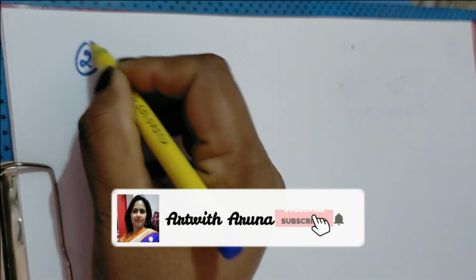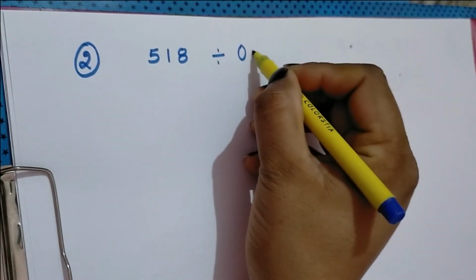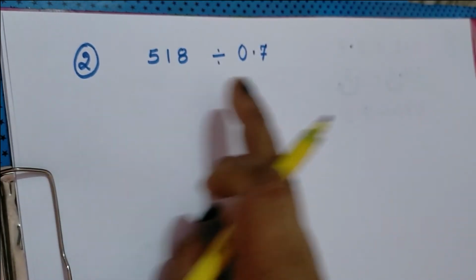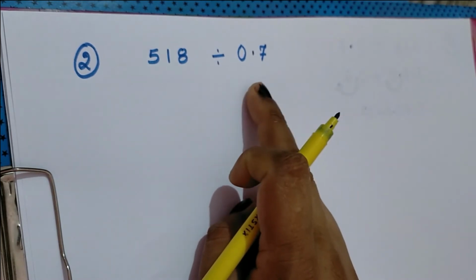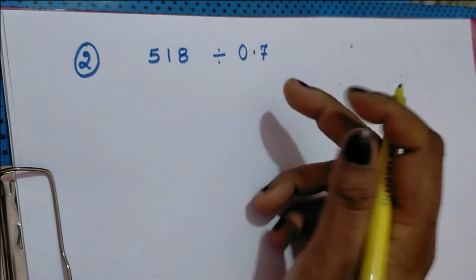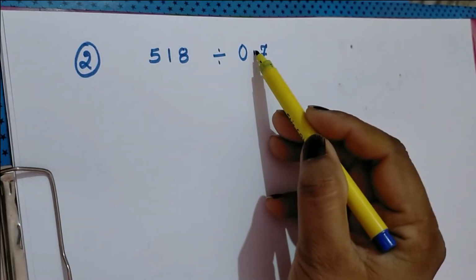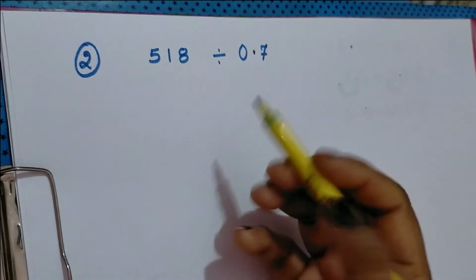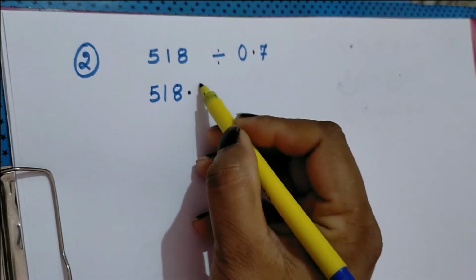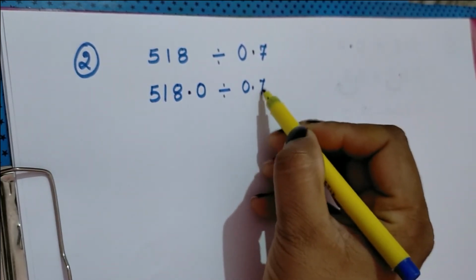Our next question is 518 divided by 0.7. Here 518 is a whole number, 0.7 is a decimal number. So we need to convert this 518 into a decimal number, which we will convert according to the 0.7. Here you can see that after the decimal point one digit is present. So here we will write 518 decimal point and one zero after the decimal point, divided by 0.7.